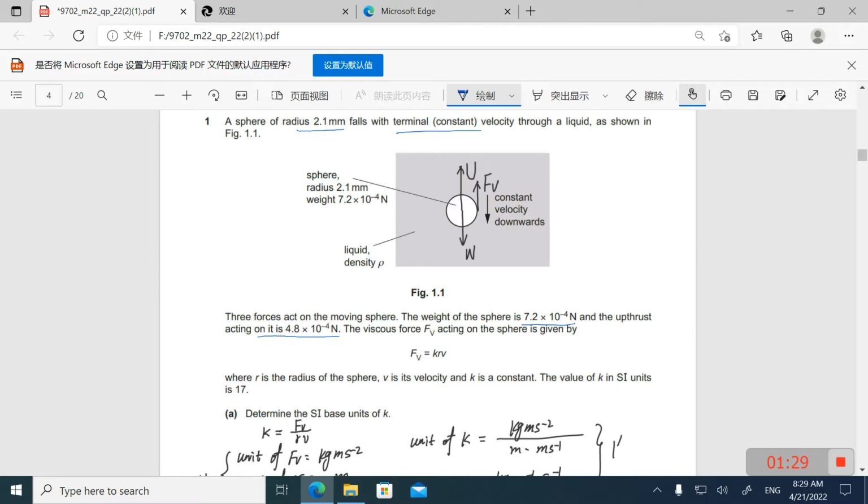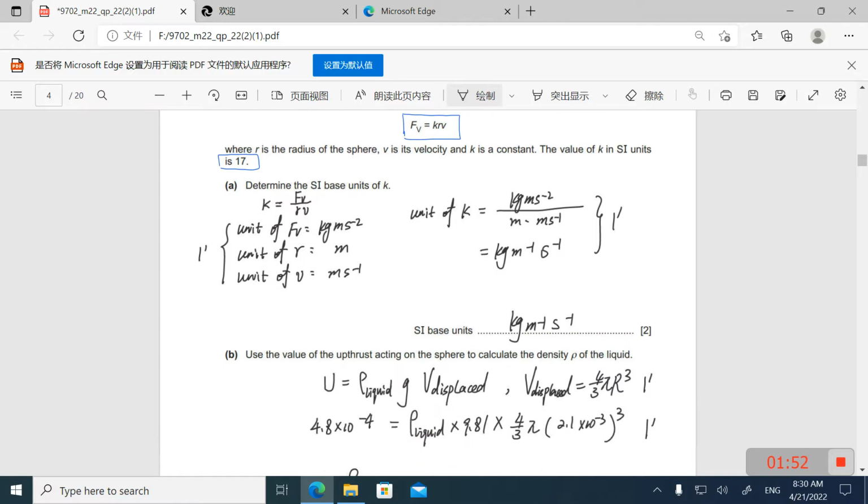The viscous force Fv acting on the sphere is given by, so this is our viscous force, equal to K times radius times V, where K is a constant and the value of this K is given to us, that one is 17. They said to determine the SI base unit of K. So we are going to find the unit of K.